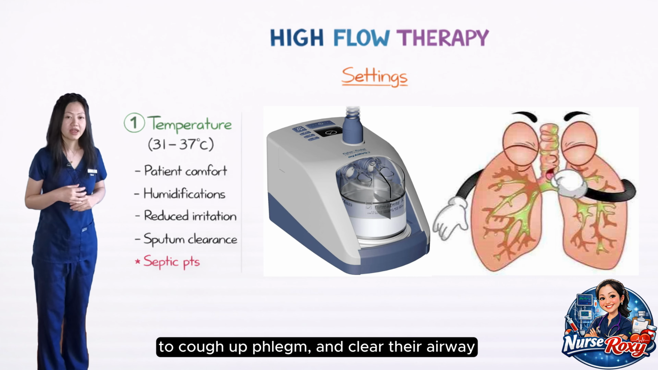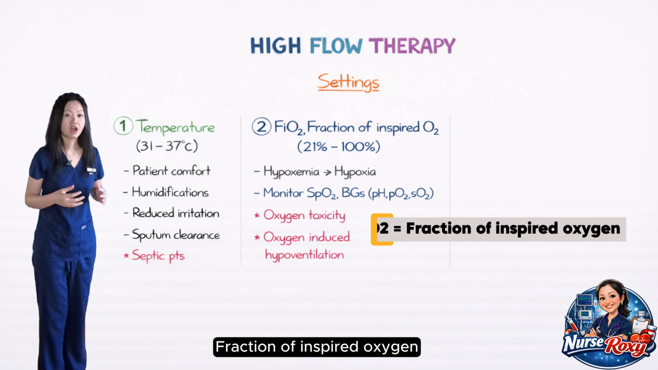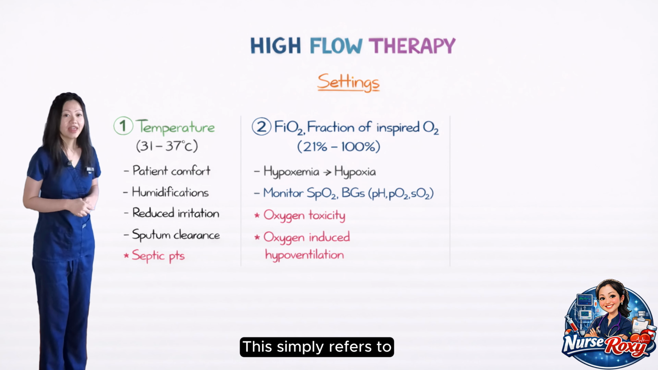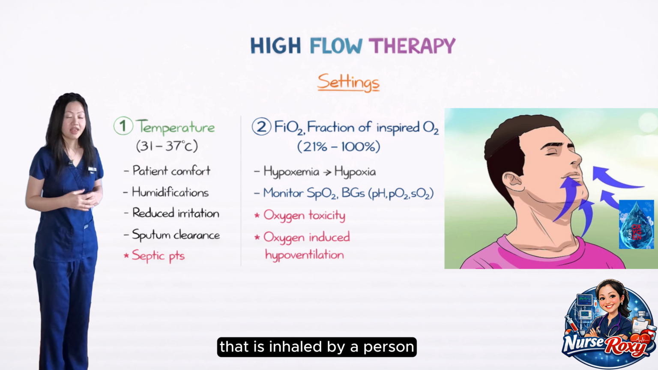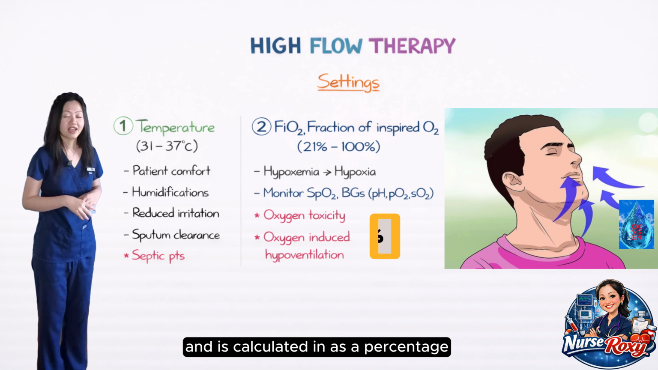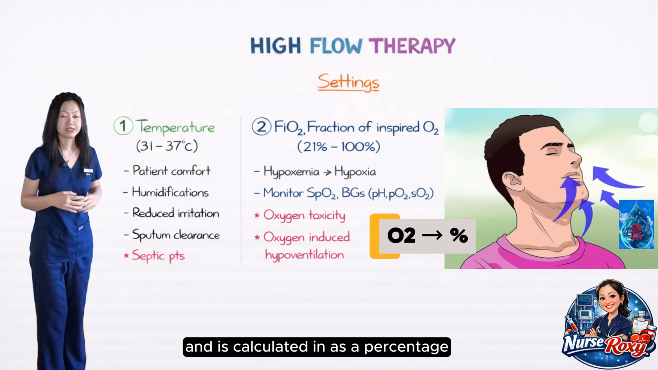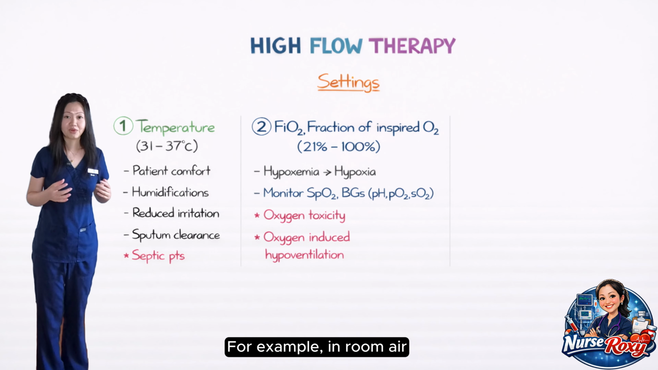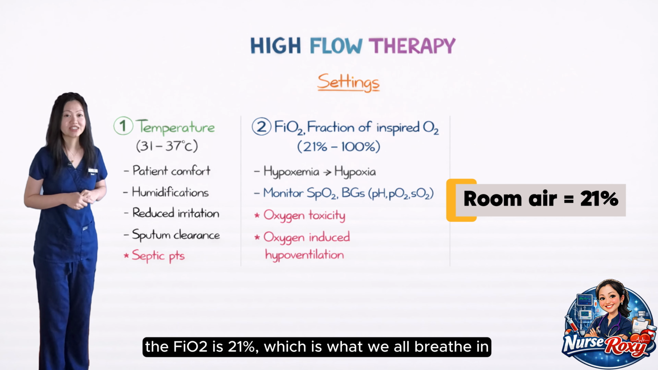Let's move on to the second setting of high flow therapy, which is FiO2. FiO2 stands for fraction of inspired oxygen. This simply refers to the concentration of oxygen available in the air that is inhaled by a person and is calculated as a percentage. For example, in room air, the FiO2 is 21%, which is what we all breathe in. And that standard 21% is the amount of oxygen that has been converted into a percentage.